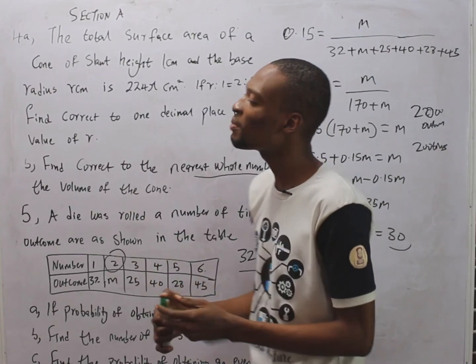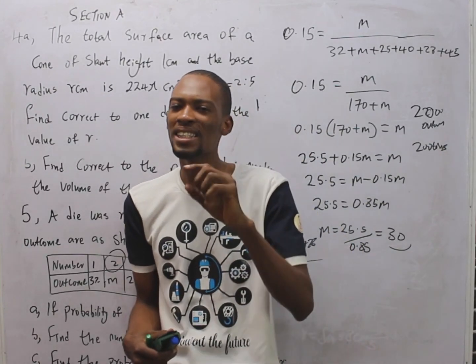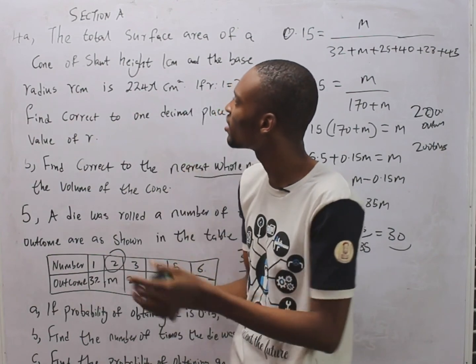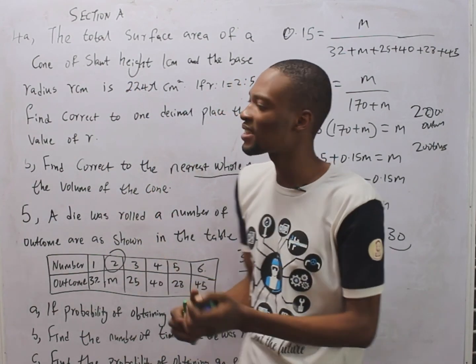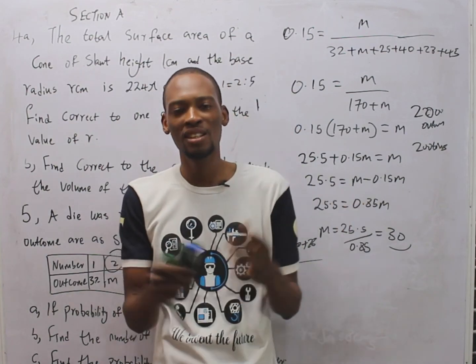So with this, we've been able to solve the 2020 WAEC Mathematics Theory, Section 1. So stay tuned while I release Section 2 of the Mathematics Solution.